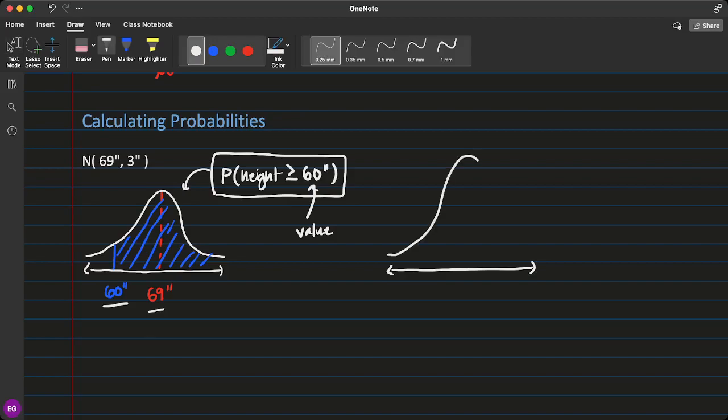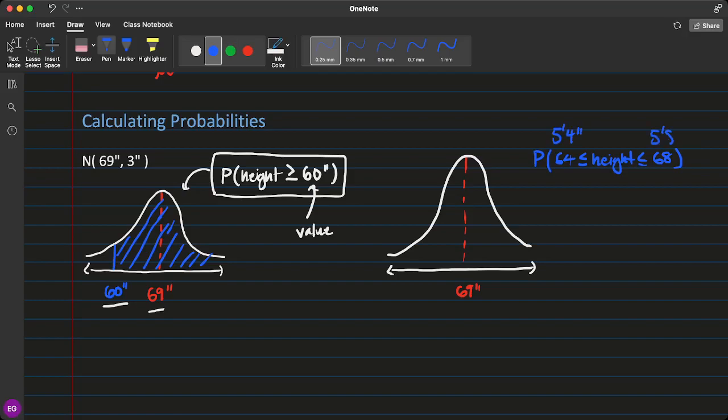So here's another normal distribution of height, again with the mean of 69 inches, and let's say we were interested this time in, hey, what's the probability that someone's height is between 64 and 68 inches. So remember 64 inches, that would be 5'4". This would be 5'8". So we're asking, hey, what's the chance that if you randomly choose an adult American male that their height is between 5'4" and 5'8"?